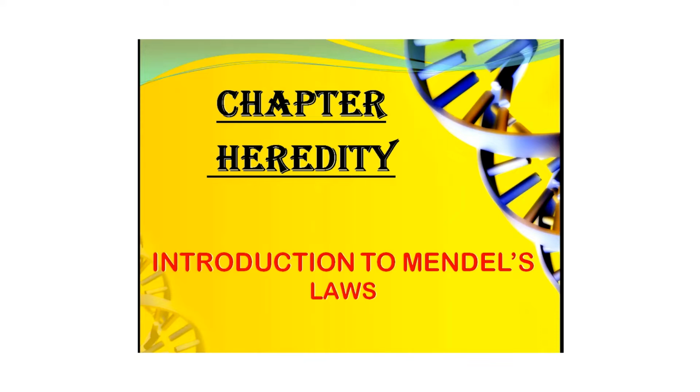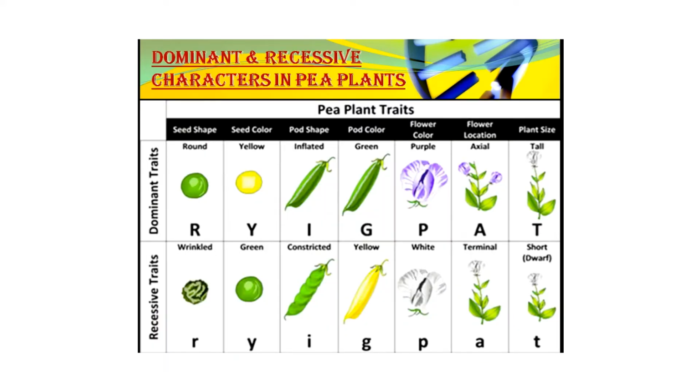I just want to introduce some of the important things that you should know before we start with Mendel's laws. Here you can see the dominant and recessive characters in pea plants. We all know Mendel selected the pea plant as his experimental material. Pea plant is scientifically called Pisum sativum. This is one of the frequently repeated board questions that appears in most papers as a 1 mark question, so keep it in mind.